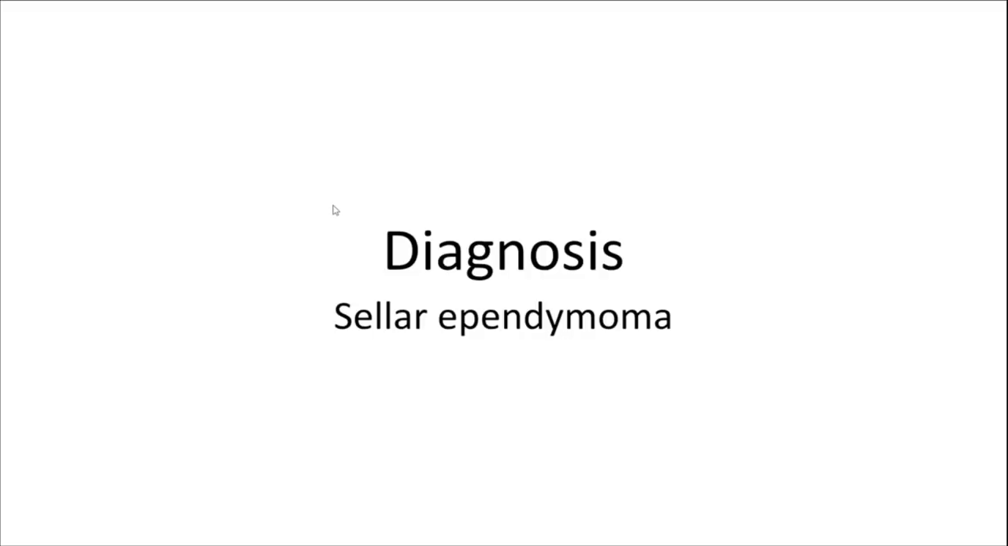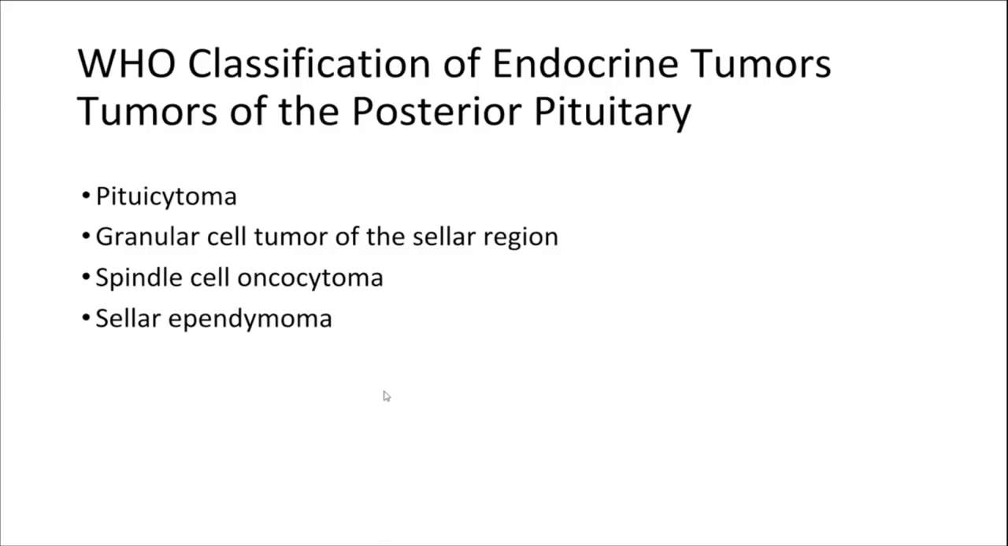So they do occur there, and as with other glial lesions that occur in that location, they tend to be TTF1 positive. They are now considered under the WHO classification as one of the tumors of the posterior pituitary, which includes pituicytoma, granular cell tumor of the sellar region, as I showed you in the previous example, the spindle cell oncocytoma, and now the sellar ependymoma. So this is a spectrum of tumors that you can get in that location.